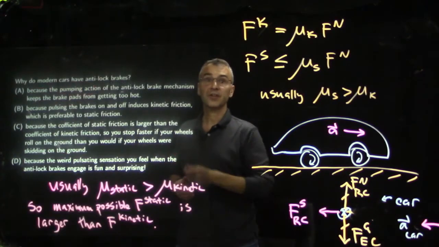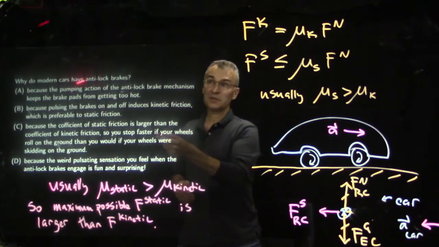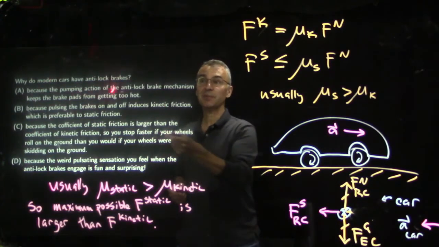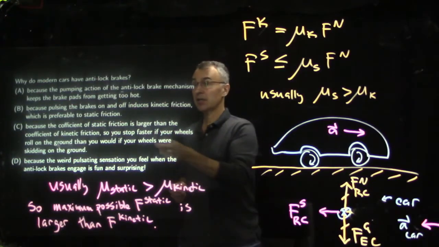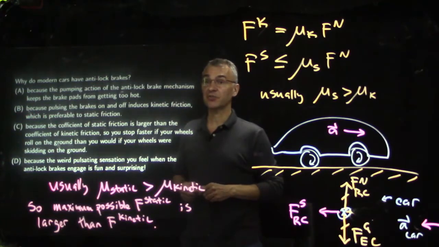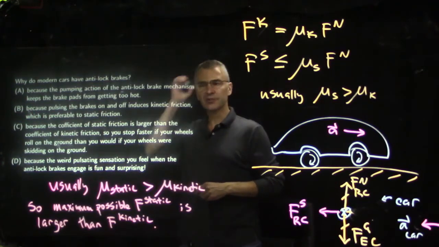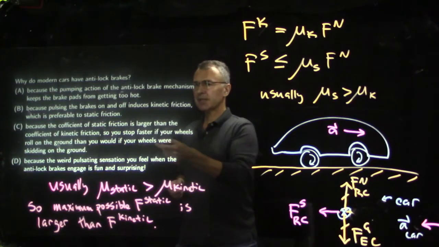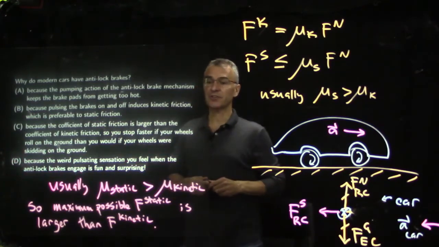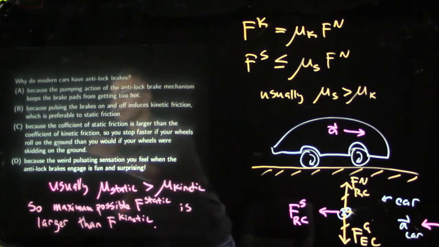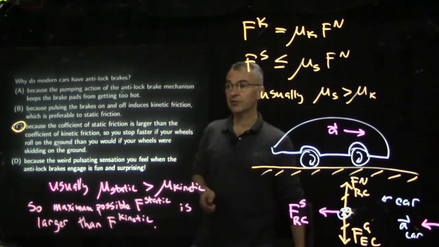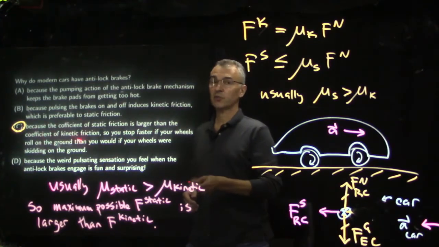Why do modern cars have anti-lock brakes? I'll get some possible answers here. Maybe the pumping action of the anti-lock brake mechanism keeps the brake pads from getting too hot. Maybe pulsing the brakes on and off induces kinetic friction, which is preferable to static friction. Maybe the weird pulsating sensation you feel when the anti-lock brakes engage is fun and surprising. It certainly is surprising. I think maybe I like answer C, because the coefficient of static friction is larger than the coefficient of kinetic friction.